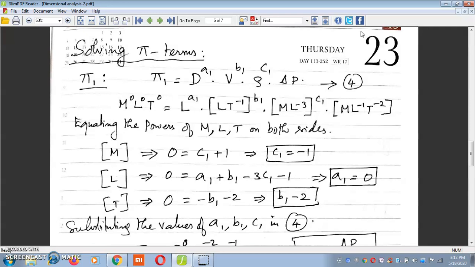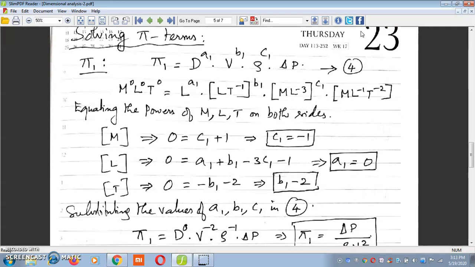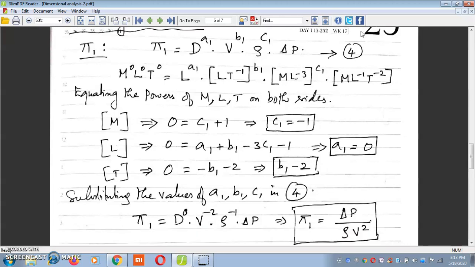Then I write the dimensions of all the quantities in the right hand side. Then I equate the powers of m, L and t on both the sides. Now for example, I will equate the powers of m. In the left hand side, power of m is equal to 0, which is equal to, in the right hand side, the power of m will be equal to c1 plus 1. So similarly, I equate the powers of L and t. There are 3 equations and 3 unknowns. I solve for it and find the values of a1, b1, c1.